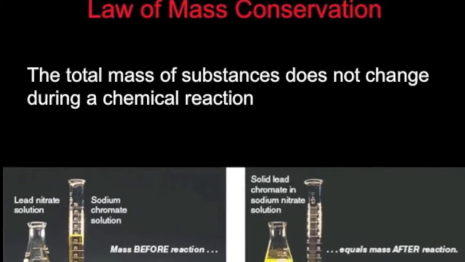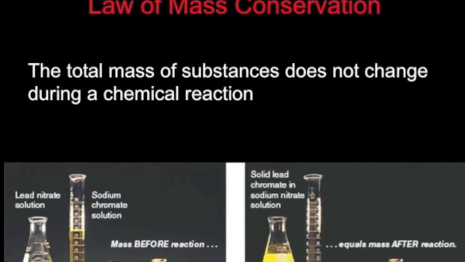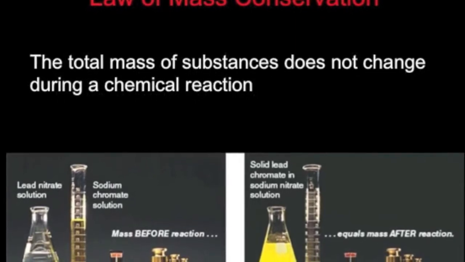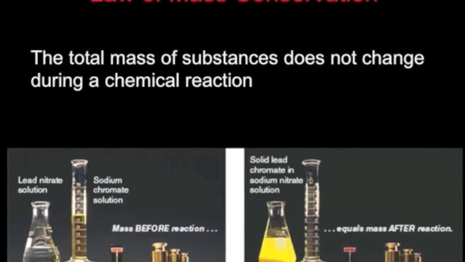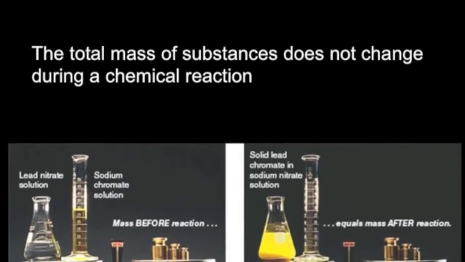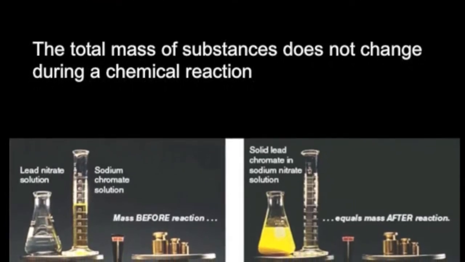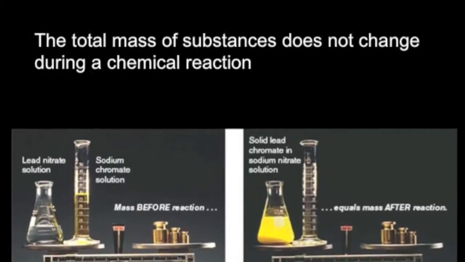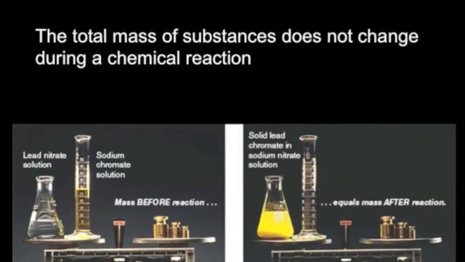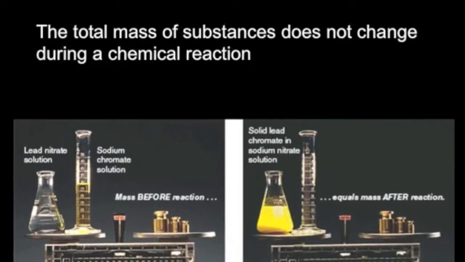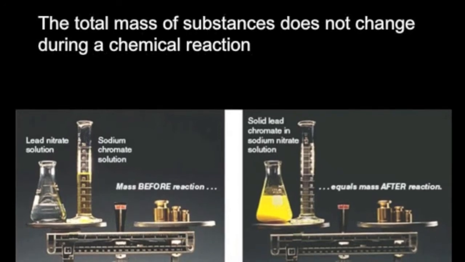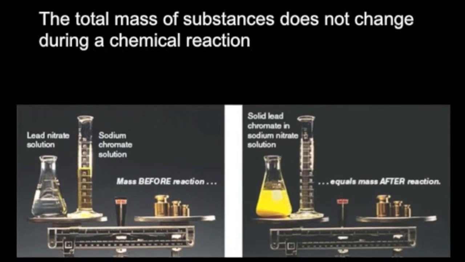So if we look at a reaction where we take lead nitrate and sodium chromate and mix them together to form this new compound, we see that the mass we have at the beginning of that reaction, when they're two separate things, is the same as the mass we have at the end, when those are combined to form this new yellow precipitate. So regardless of what reaction we do, the mass at the beginning equals the mass at the end.